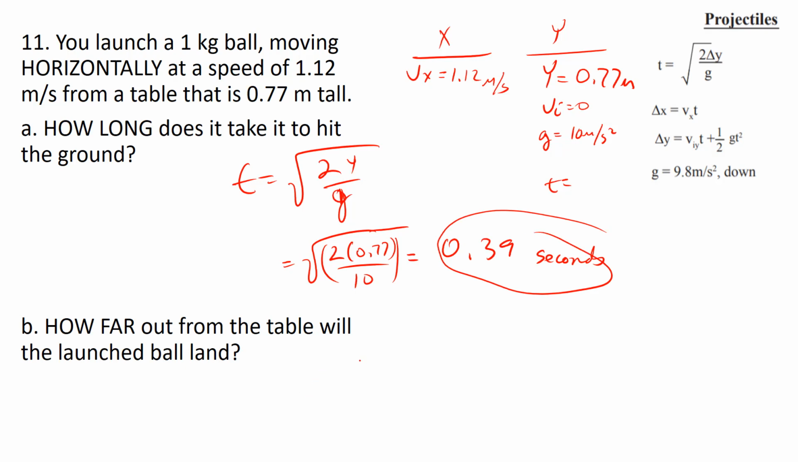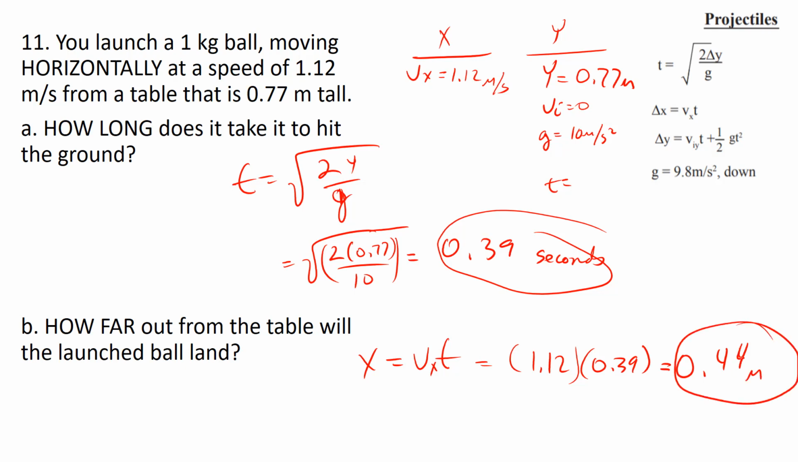Okay, so how far from the table will it land? Well, back to x equals v times t, or vxt. It's going at 1.12 meters per second. It's going to do that for 0.39 seconds. So 1.12 times 0.39 equals 0.44 meters. So that's how far out this ball is going to land.